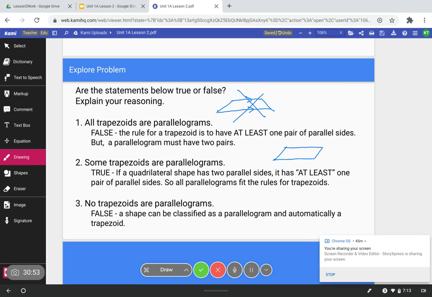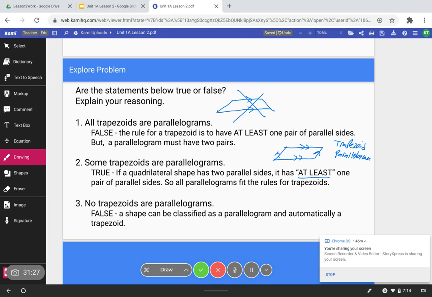This parallelogram has one pair of parallel sides, two. So because it has at least one, it is a trapezoid. But because it has two, it's a parallelogram. Remember, it could be both. So all parallelograms fit the rule for trapezoids.